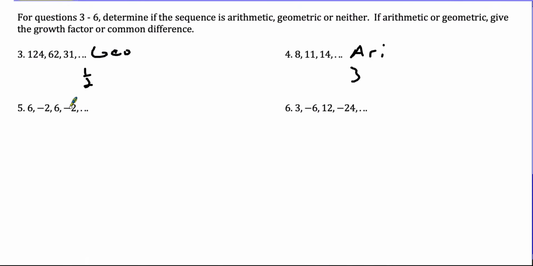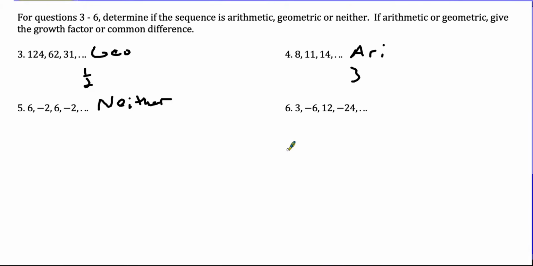And again, we can test that going the other way in the calculator. We can just take a term and divide by the previous term, and then take a term and divide by the previous term and see if we get the same thing each time. In this case, this one is neither arithmetic nor geometric.